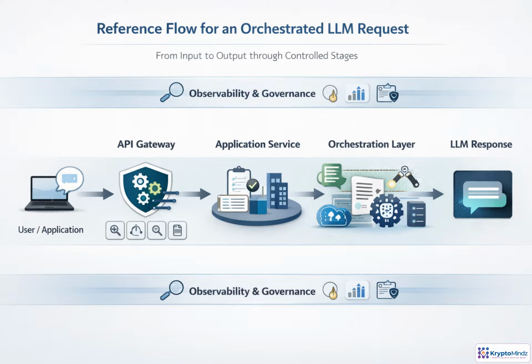The application service validates inputs, resolves tenant context, and applies business rules. The orchestrator brings the AI workflow together through retrieval, prompt assembly, tool use, model calls, and post-processing. Around every step, observability and governance capture traces, metrics, cost, safety signals, secrets usage, and audit records. This control plane is what makes LLM behavior operationally manageable.